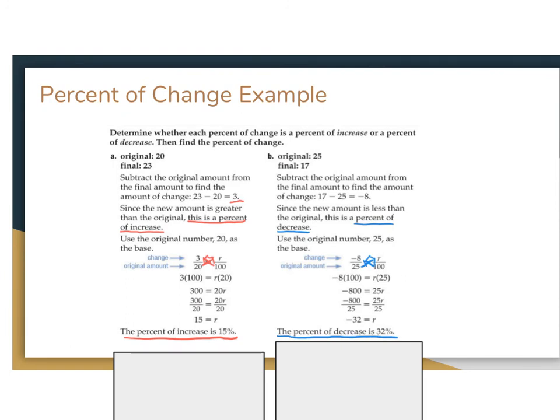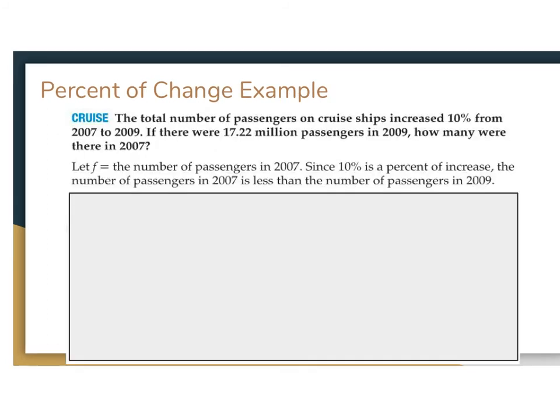This is what I'm expecting you to show for work when you are answering these kinds of questions. So let's look at another example of percent change. This time we're going to have a variable within it. In this case, the total number of passengers on a cruise ship increased 10% from 2007 to 2009. If there were 17.22 million passengers in 2009, how many were there in 2007?